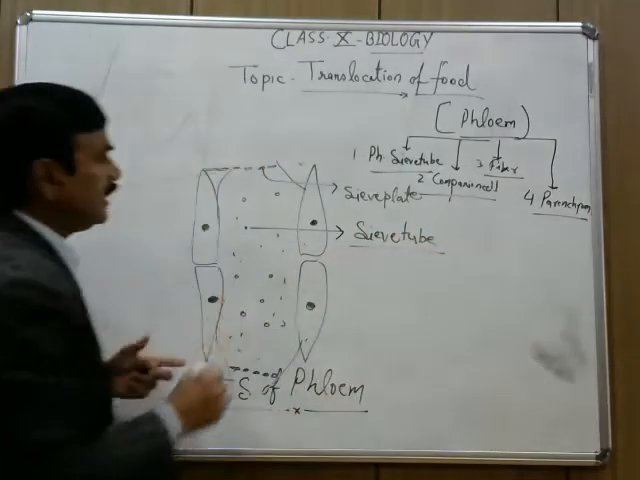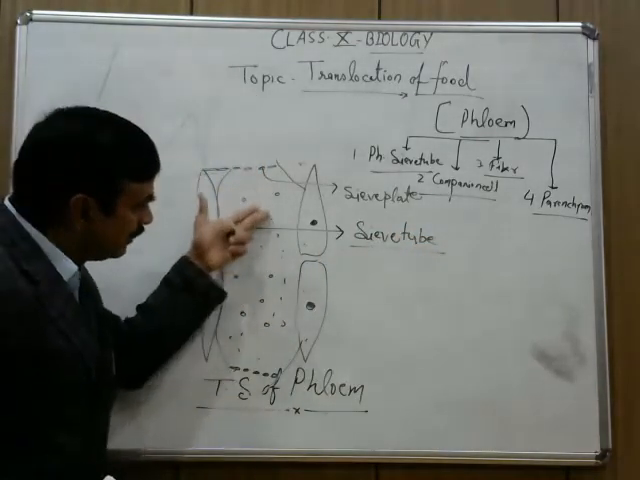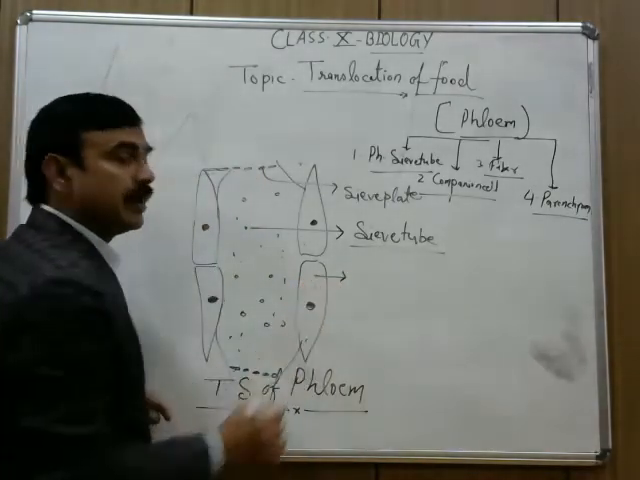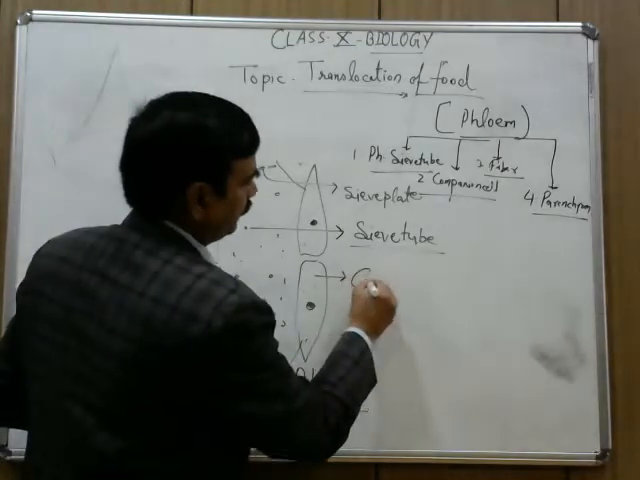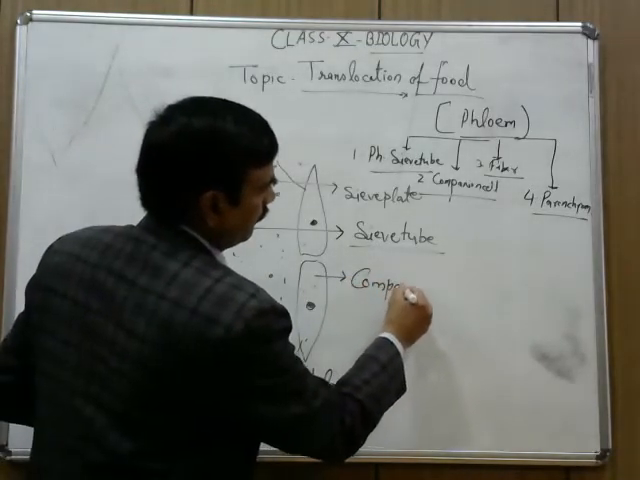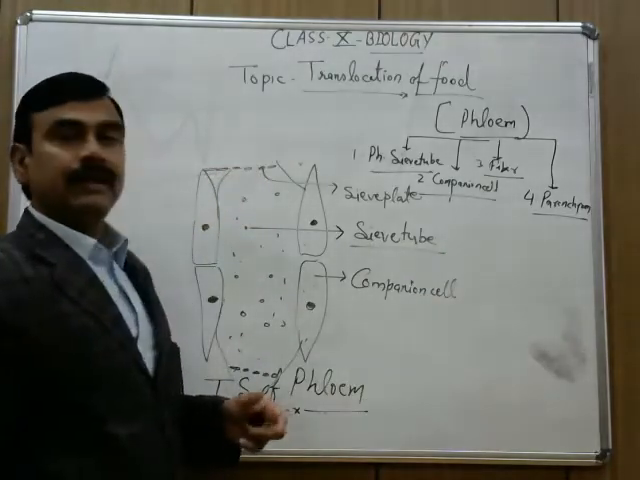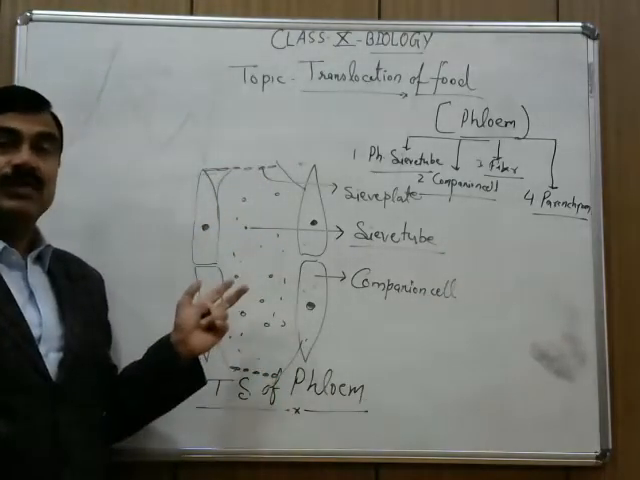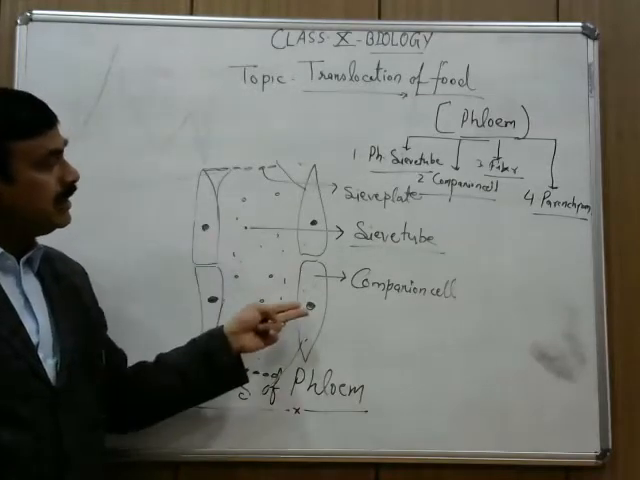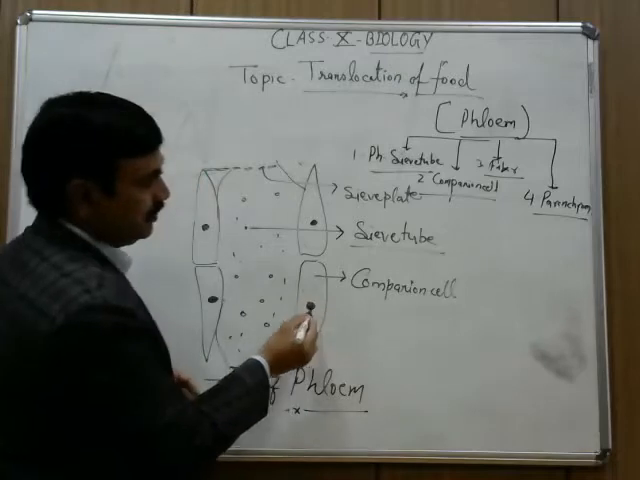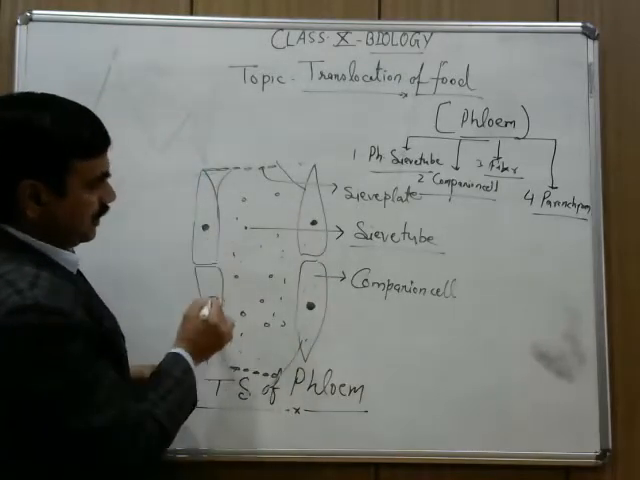So the sieve tube contains no nucleus. You look at this, this is the sieve tube, and these are the companion cells. And it contains nucleus. The sieve tube contains no nucleus, and the companion cells contain the nucleus. Look at this darker color structure, and you see here, look at these structures.